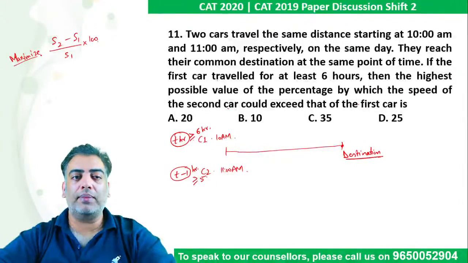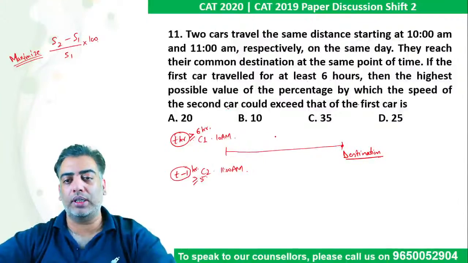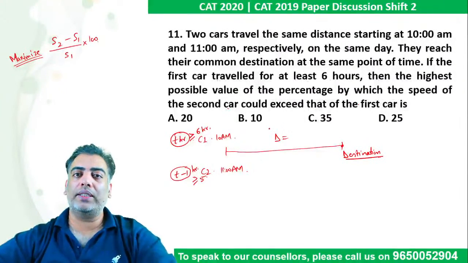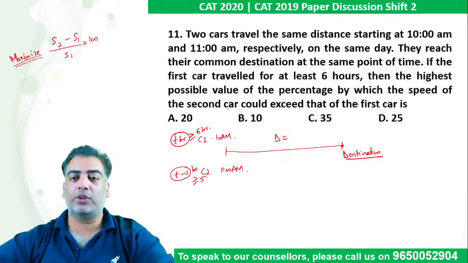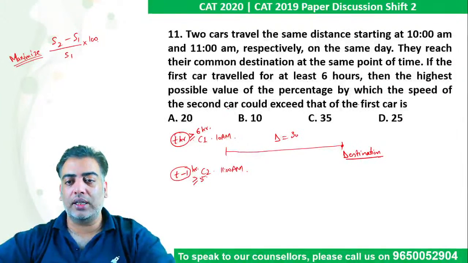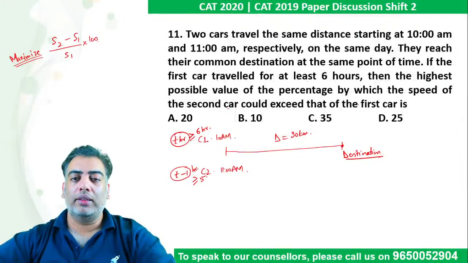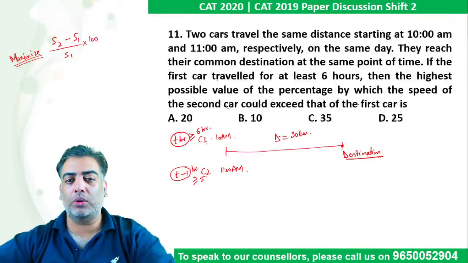In order to maximize this value, because the distance to be covered is the same, we can always assume a number. Right, so let's assume your distance is 30 kilometers, then we can say the speed of car 1 comes out to be 30 upon 6, which is 5 km per hour.